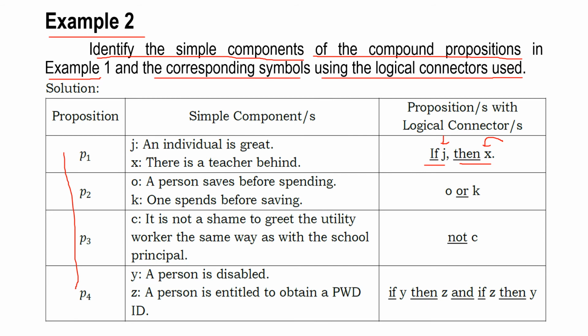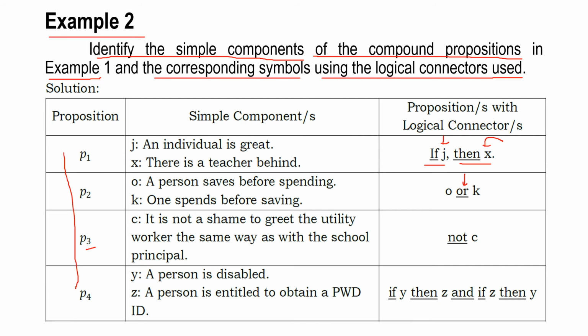And for P sub 2, a person saves before spending, and we use O to represent this proposition and K for the second proposition under this P sub 2. So: a person saves before spending, or one spends before saving. We simply use the logical connector or for us to combine these two propositions, O and K, in your proposition P sub 2.